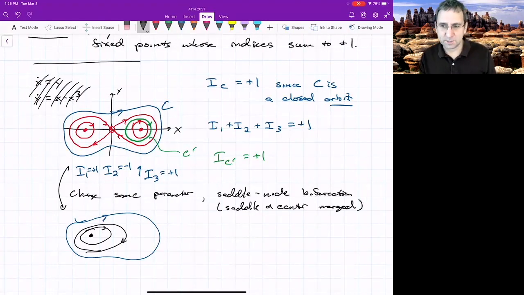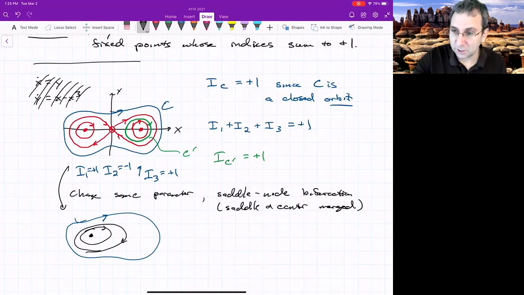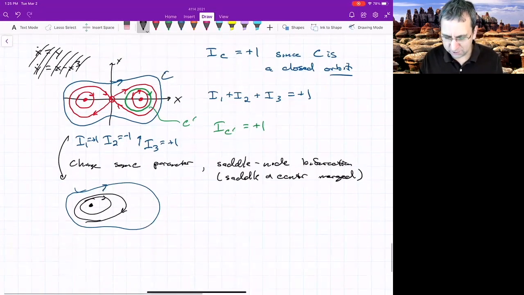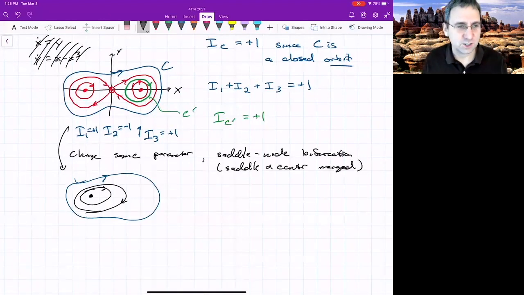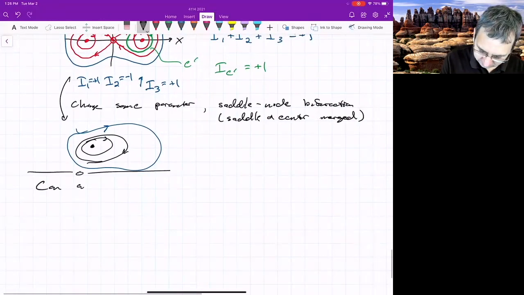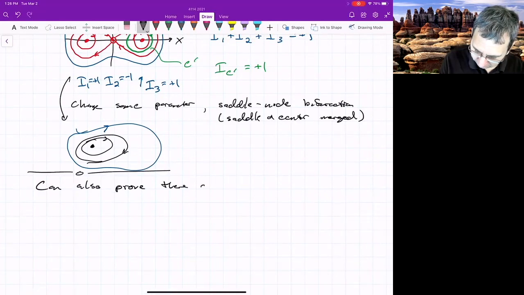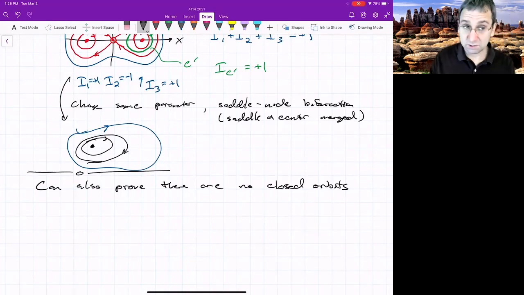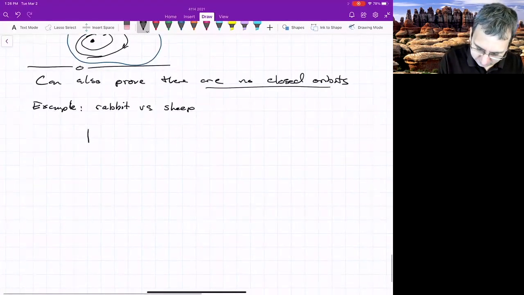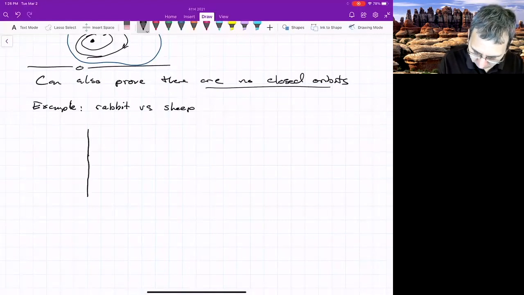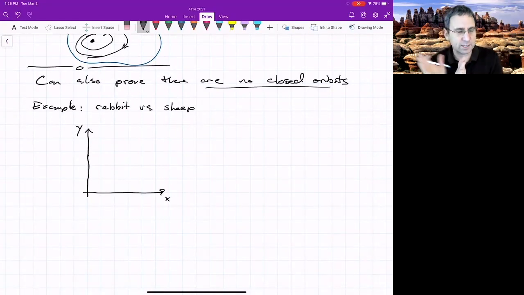So this index theory seems kind of powerful. It gives some global topological view of what's possible, what can happen. You could also use it to figure out what, for example, can't happen. So if you remember the example we had before of the rabbits versus the sheep system. So let me just put this down here. Can also prove there are no closed orbits, meaning no cycles. The rabbits versus sheep. And there, the phase space wasn't all of the xy plane. It was just where x is positive and y is positive.